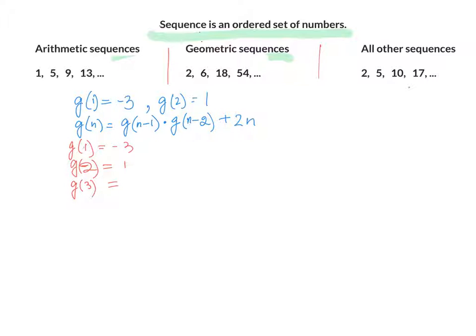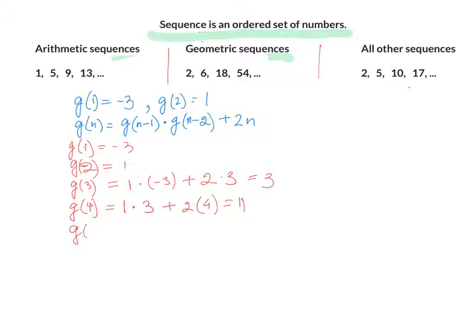The previous term is 1. The term before that is negative 3. I need to add 2n. What is my n? It's 3. So I'm adding 2 times 3. What is it? Minus 3 plus 6 is positive 3. Let's do a couple more. G of 4 equals. I need to take the 2 preceding terms and multiply them. So I'm taking this and this. So it's 1 times 3 plus 2 times n. What's my n now? 4. So I have 3 plus 8, 11.